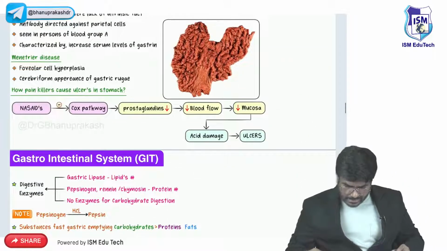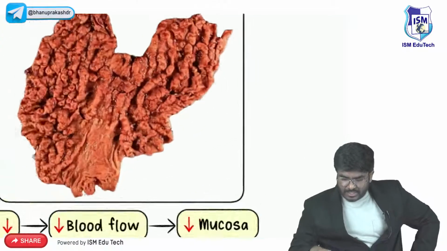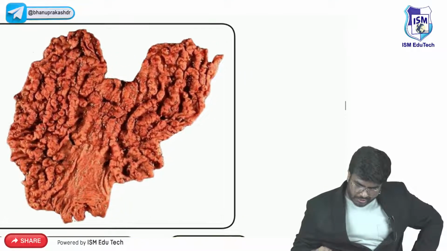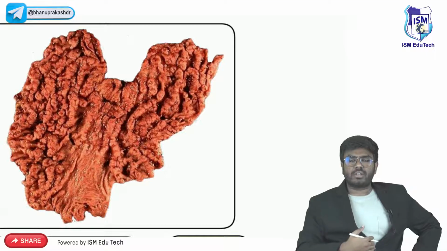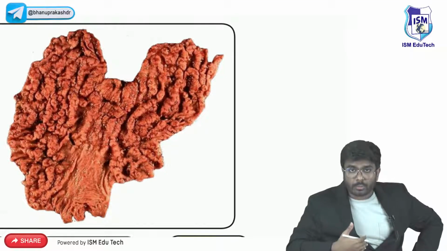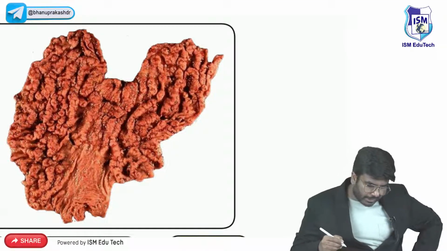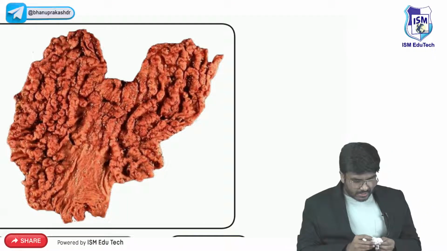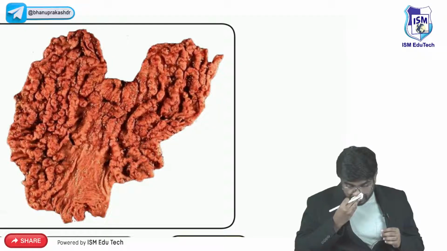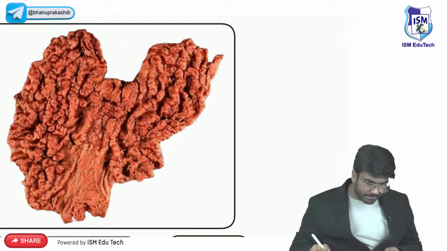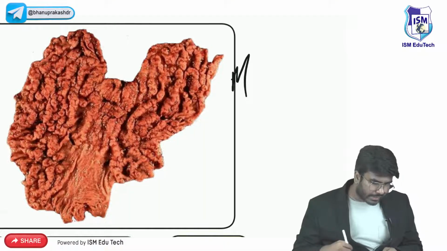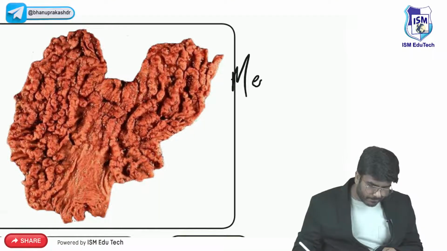Is that clear, guys? Now, after that, this is the image-based question. Guys, can you tell me what this image-based question is? Here I am showing you the stomach. I'm just cutting open the stomach and showing you. Can you tell me what is the problem in this image? So this disease is called, anyone? Start with the letter M. Anyone?